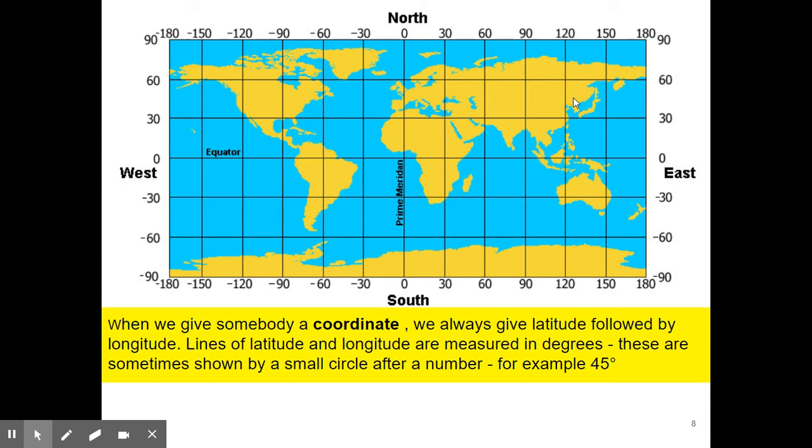We then give the longitude. So we then give this line. So if I was here, right on this point here, my coordinate would be 30 degrees north and 30 degrees east.